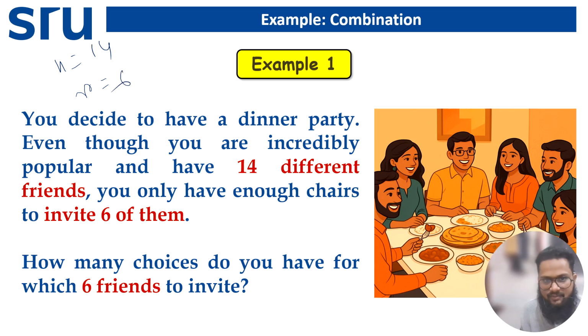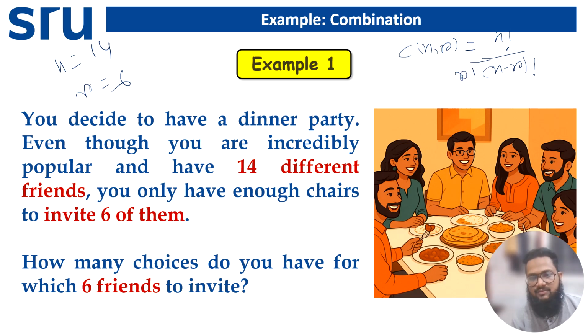So what is the formula here? The formula C(n, r) is n factorial by (n minus r) factorial times r factorial. This was the formula for permutation, just you have to add r factorial in the denominator. This is called the combination formula. So now just substitute, n is 14, r is 6, so 14 factorial by 6 factorial into (14 minus 6) factorial.